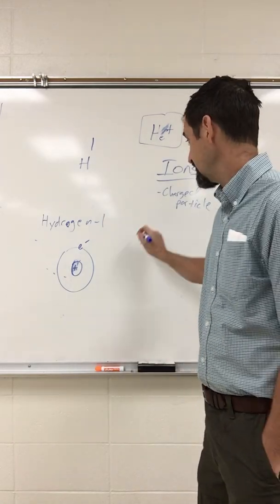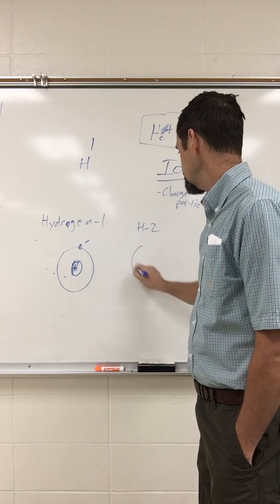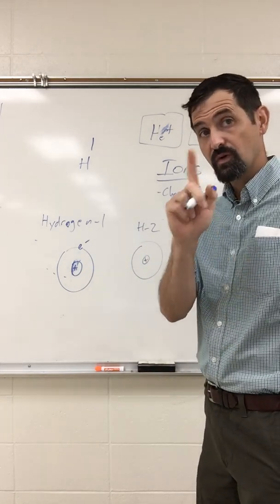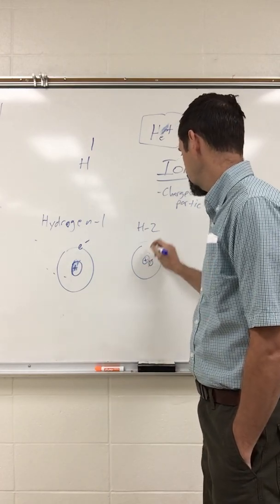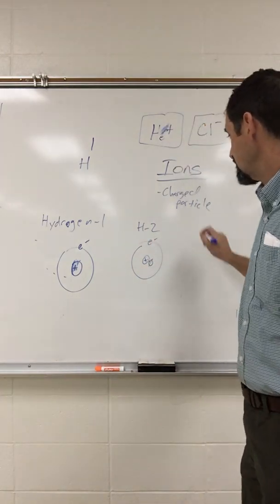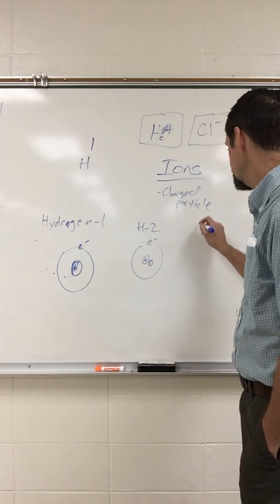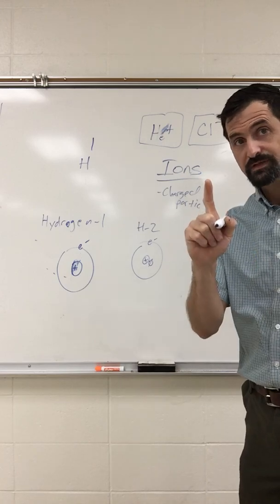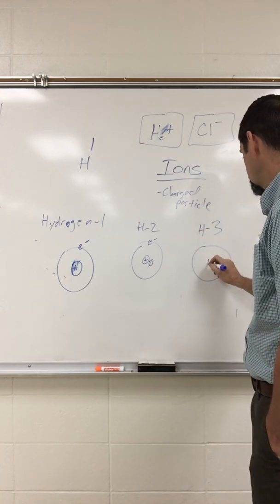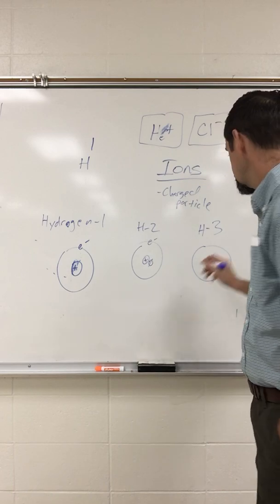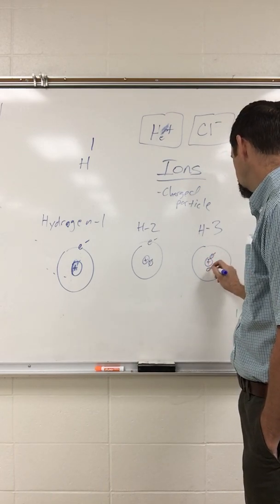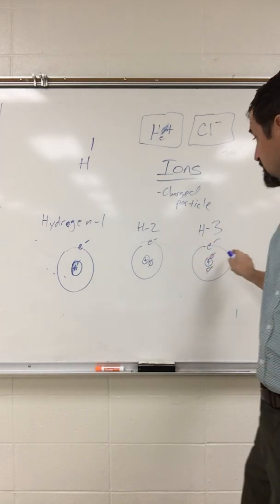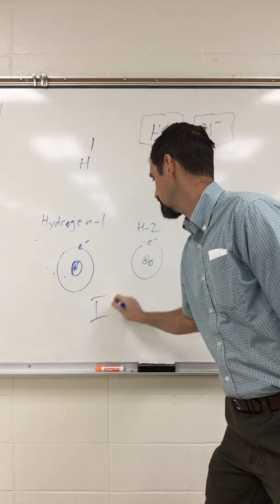I digress. Hydrogen 2, or H2, is, because it's hydrogen, it only has 1 positive proton, but it also has 1 neutron, and still our electron. And there also exists hydrogen 3, which has 1 proton because it's hydrogen, and it has 2 neutrons, and still our same electron. Okay? So these are considered to be isotopes.